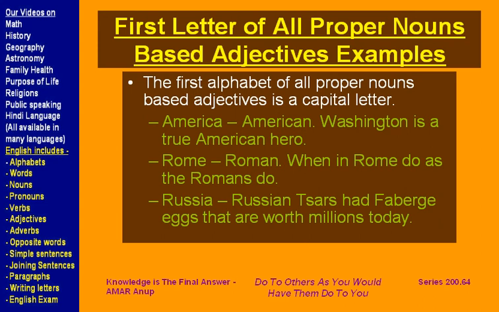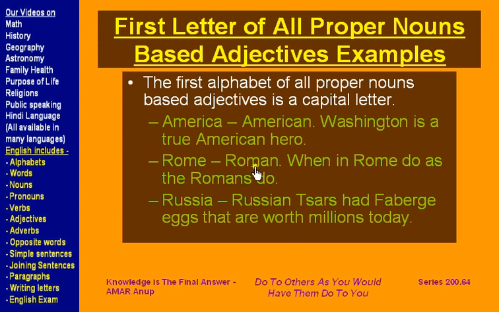Here is an example. From America, the term derived is American. So Washington is a true American hero. So A in American is capitalized. George Washington got the country liberated, America liberated from the British, so he is considered a true American hero. So this sentence, Washington is a true American hero, A in American is capitalized.